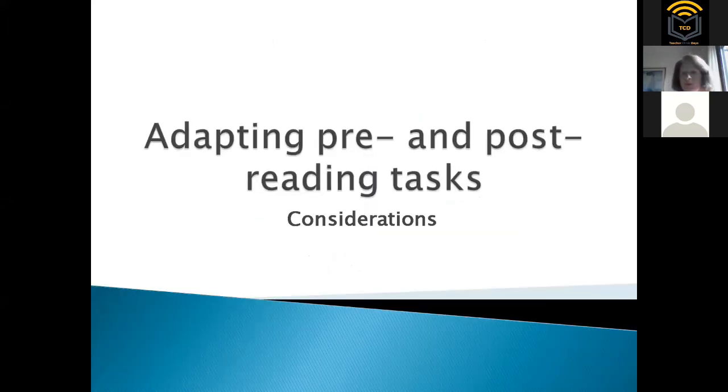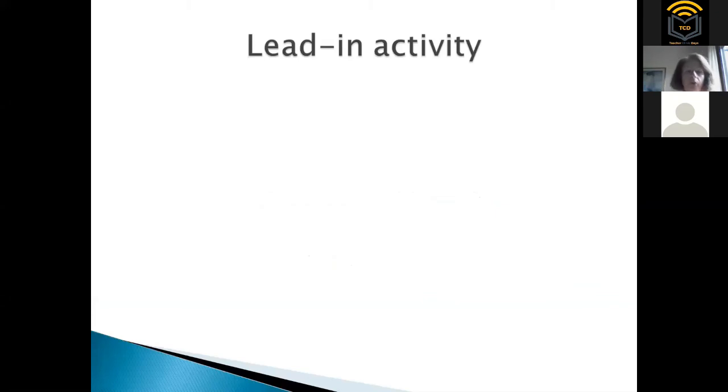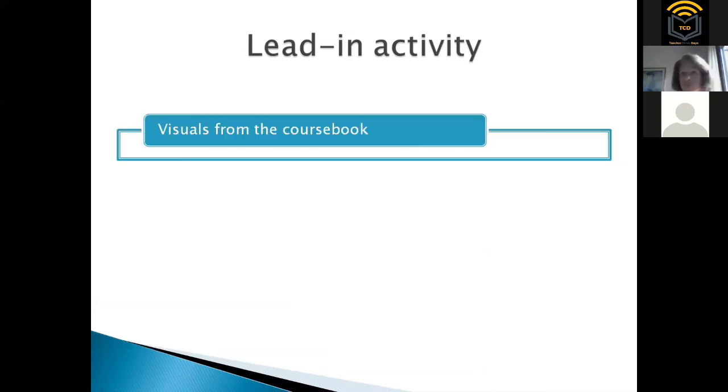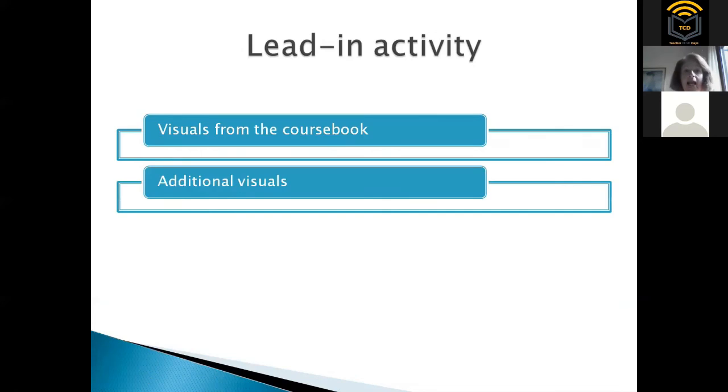Now, that was for the reading itself. What about pre and post reading tasks? When adapting them, you must consider some things. For example, you of course know that we always have a leading activity. We can have it here as well. And it can be based on visuals, or it can be based on an embedded video, which means that the leading activity online can be more imaginative than in a printed book. Additional visuals, not only the ones from the course book, or even, as I said, embedded videos.